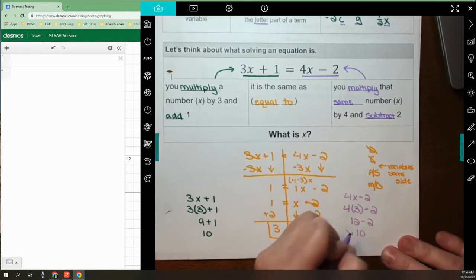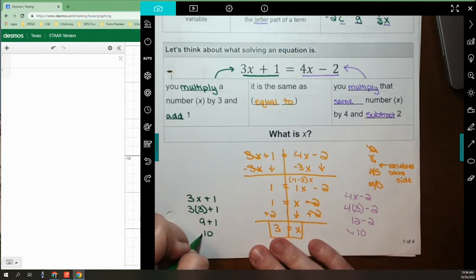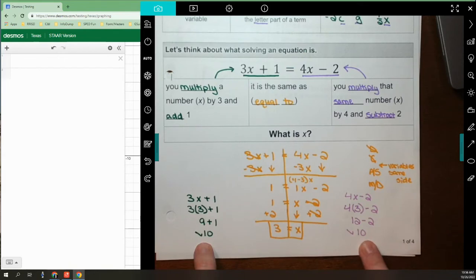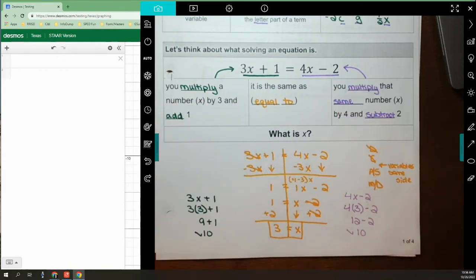Well, looky there. I got them to equal. So if I use x equals 3, it will make both of these sides equal to each other, and that balances my equation.